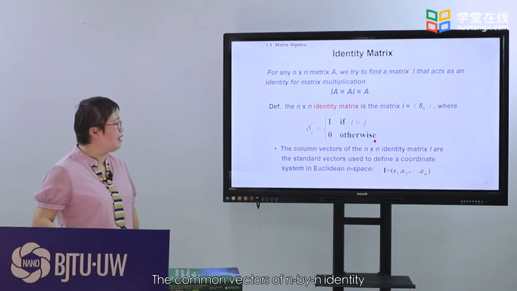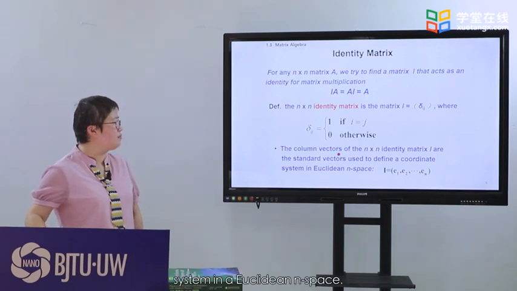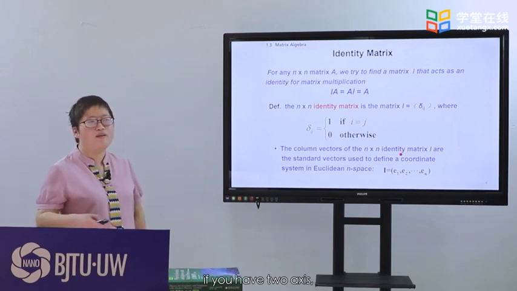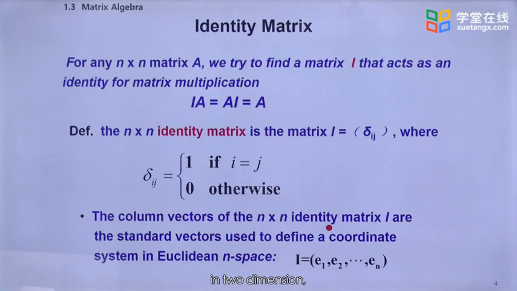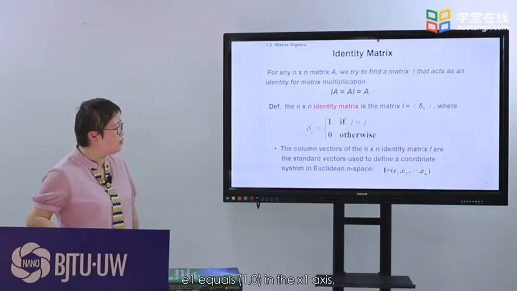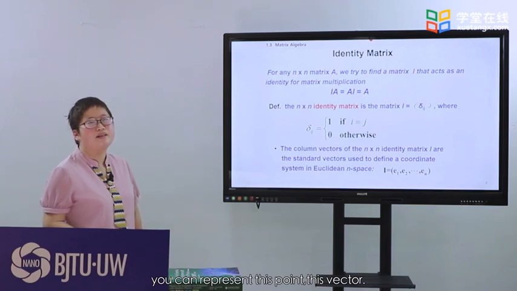The column vectors of the n by n identity matrix I are the standard vectors used to define a coordinate system in Euclidean space. See, for example, in 2 dimensions, if you have 2 axes, right? In order to represent a vector in a 2-dimensional real vector space, you just need the vector 1, 0 and the vector 0, 1 in the x2 axis. e1 equals 1, 0 in the x1 axis. You can represent this point, this vector.